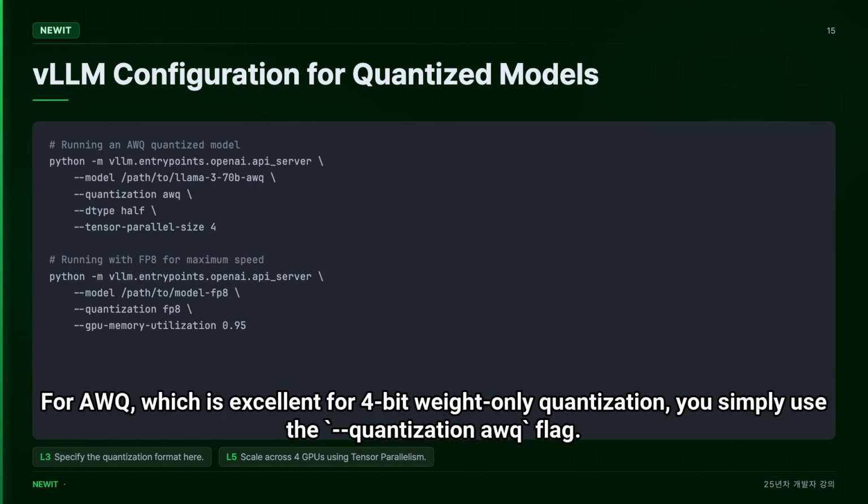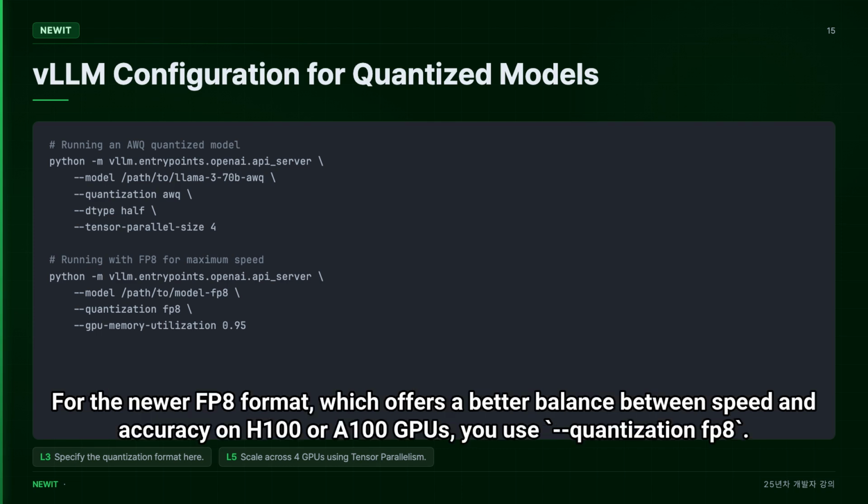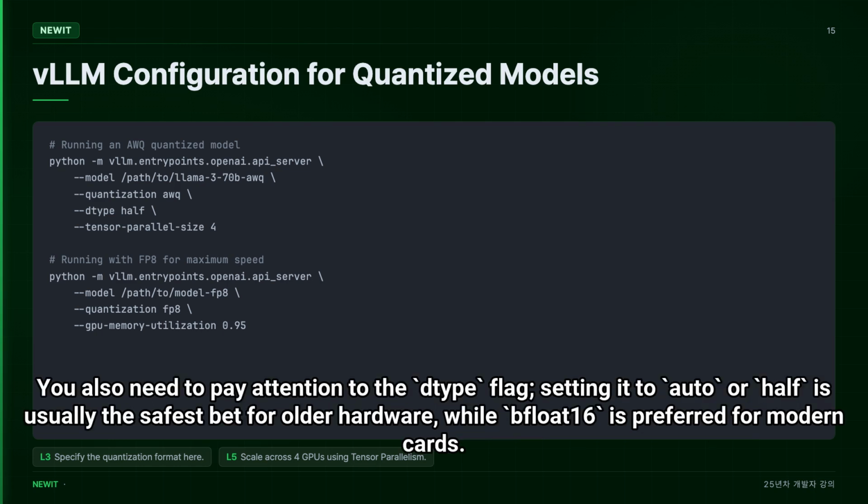For AWQ, which is excellent for 4-bit weight-only quantization, you simply use the quantization awq flag. For the newer FP8 format, which offers a better balance between speed and accuracy on H100 or A100 GPUs, you use quantization fp8. You also need to pay attention to the dtype flag.